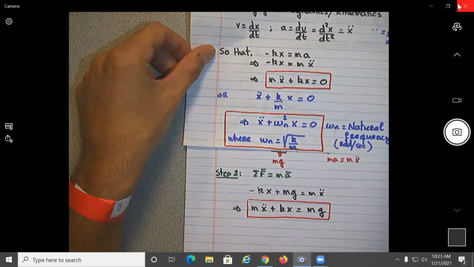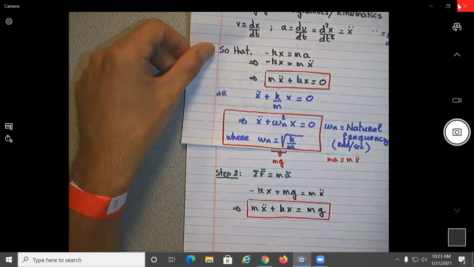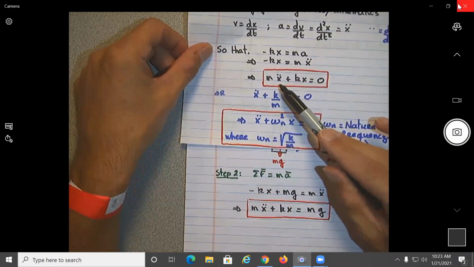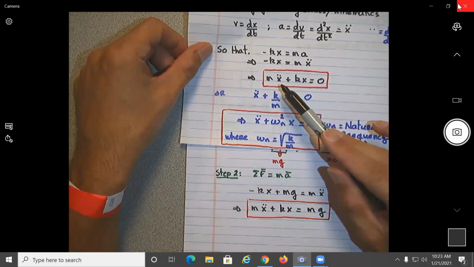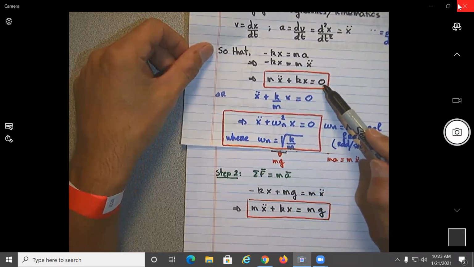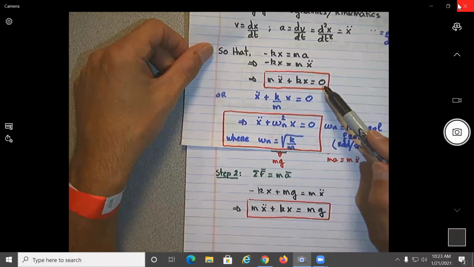Maybe I forgot to mention something that you might remember from differential equations. What type of differential equation is this? This is a second order differential equation, but that's not the important part. It's very simple to solve. The important part is that the right-hand side is equal to 0, which means the equation is said to be homogeneous.